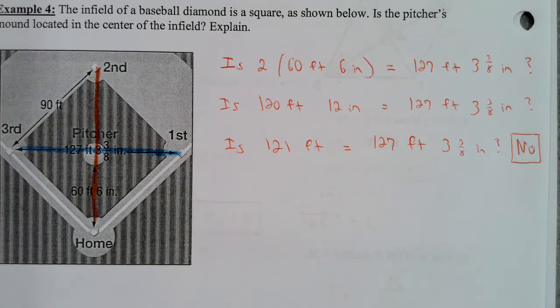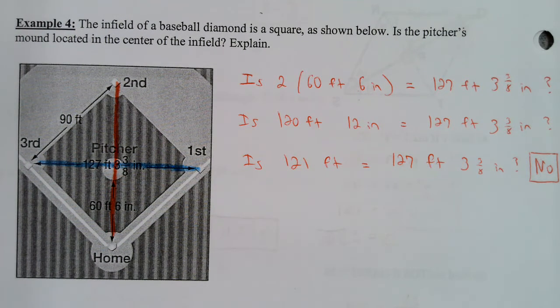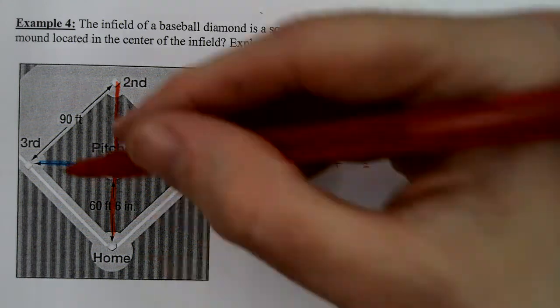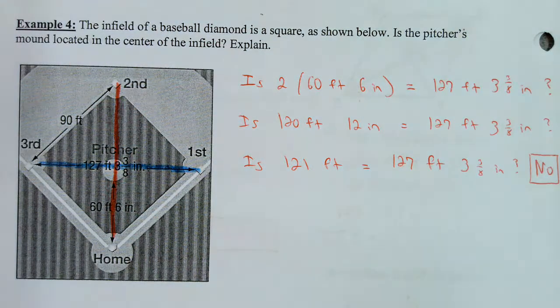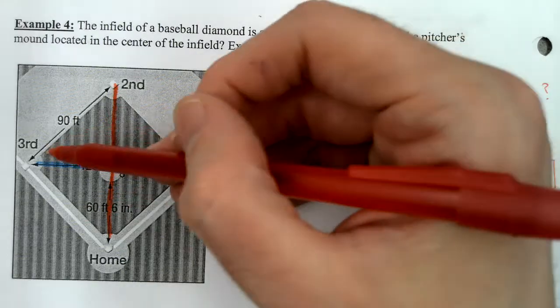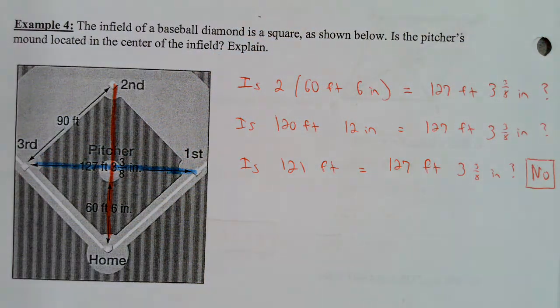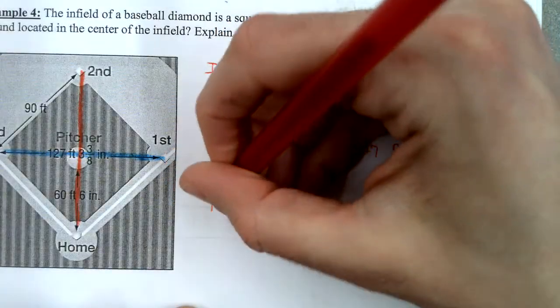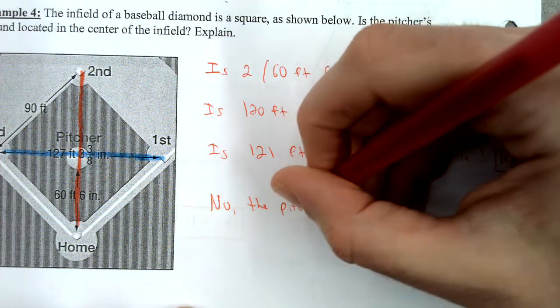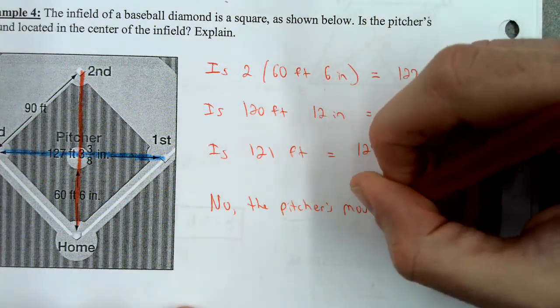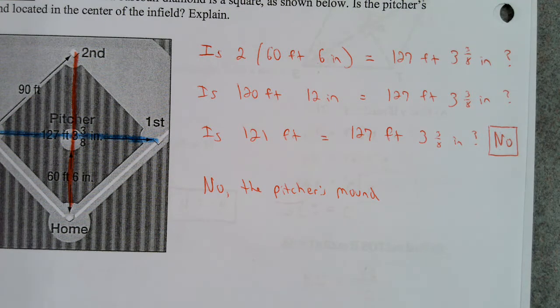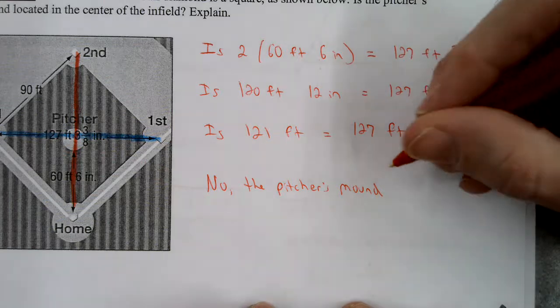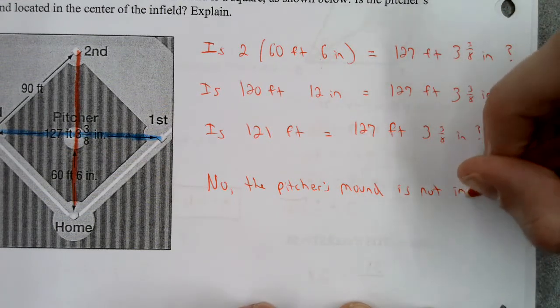They're not equal, okay? The diagonals should be equal. They are actually equal, so the red diagonal is equal to the blue diagonal. But when I double this, that's not equal to the blue diagonal, so it means that the pitcher's mound is not in the center of the infield, okay? I'm going to say no. You probably know that already if you follow baseball, that the pitcher's mound is not actually in the center of the infield. So no, the pitcher's mound is not in the center of the infield.